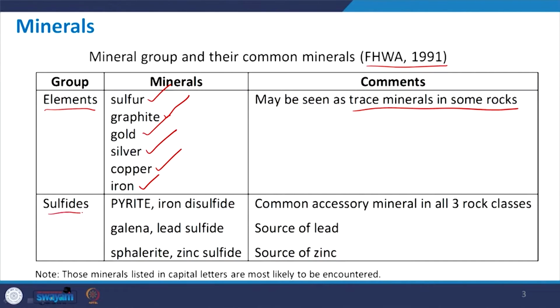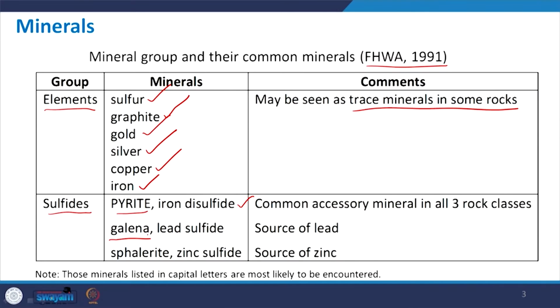Then the next group is sulfides. This has pyrite, iron disulfide, which is a common accessory mineral in all the 3 rock classes. We will discuss what these 3 rock classes are after we finish our discussion on minerals. Then the next one is galena, or lead sulfide, the source of lead. Sphalerite, zinc sulfide, is the source of zinc.